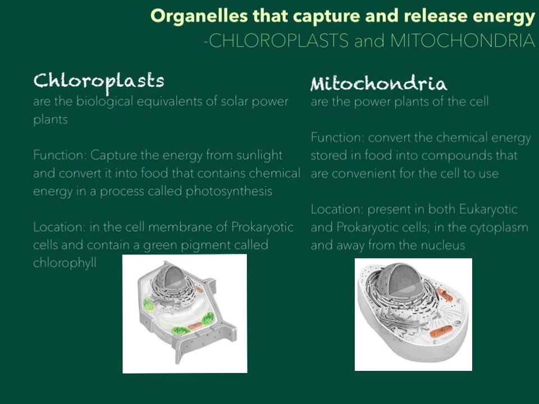Mitochondria are the power plants of the cell. Their function is to convert the chemical energy stored in food into compounds that are convenient for the cell to use. They are located in both eukaryotic and prokaryotic cells in the cytoplasm and away from the nucleus, as shown in the picture below.